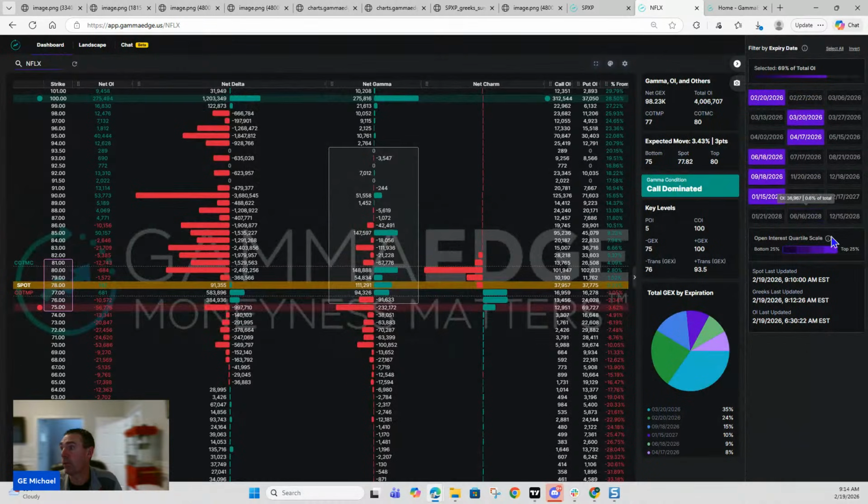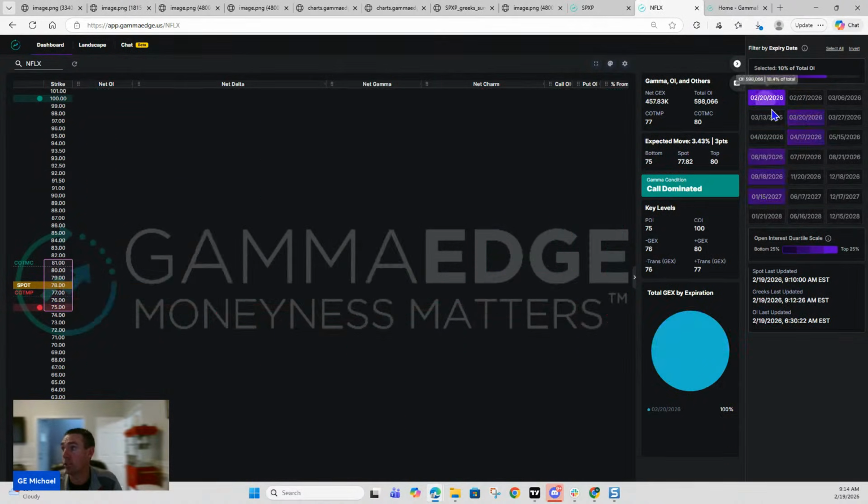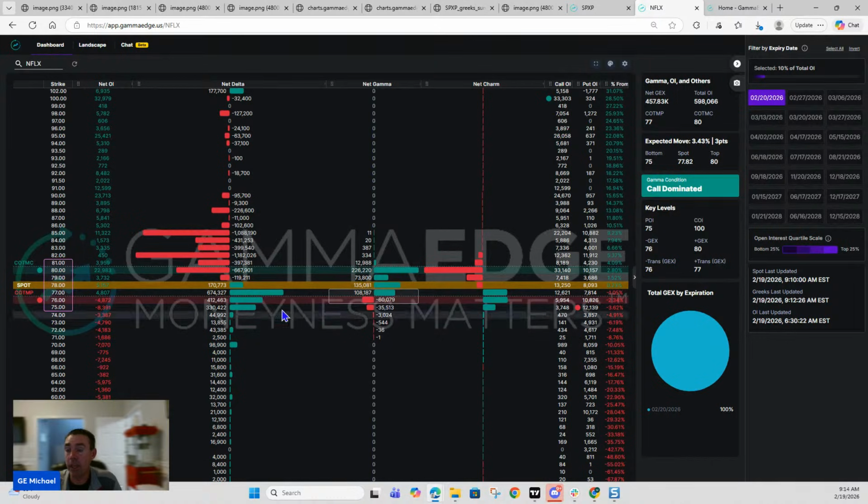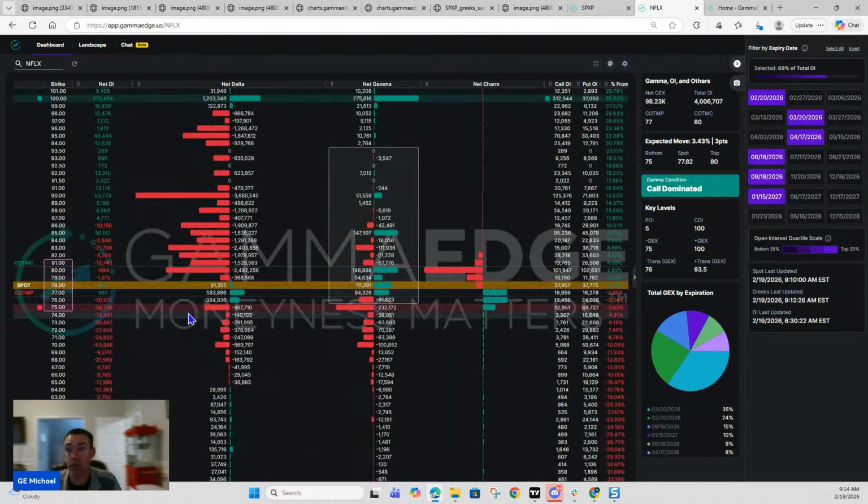All right, let's look at Netflix, upper quartile. Call dominated. I would assume all those calls are below us there as there's significant in the money puts overhead. That's going to be difficult for price appreciation. Call dominated. Yeah. So those in the money calls here are what's driving this gamma condition. And we have significant in the money puts overhead. So getting above 80 is going to be difficult.